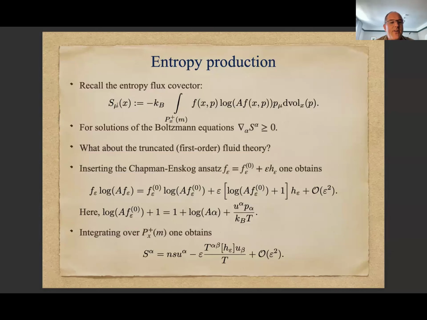Now, because this theory was derived from kinetic theory, we can again use kinetic theory to derive an expression for the entropy flux. So what we do is plug in this Chapman-Enskog ansatz we had. This was the local equilibrium distribution function plus an epsilon correction. So you plug this into this f log f, and you expand in epsilon.